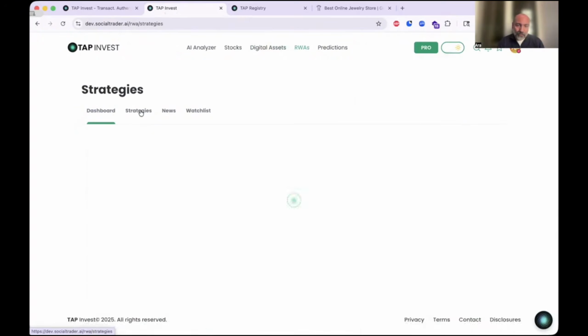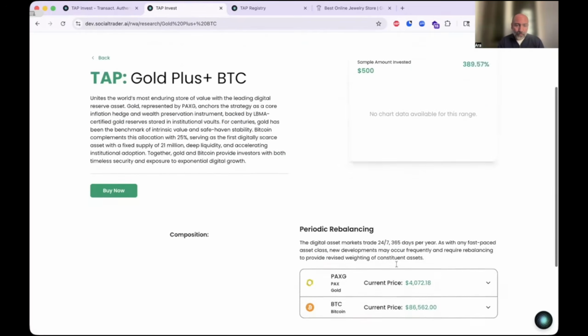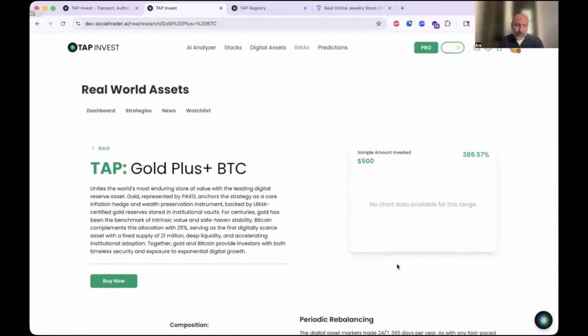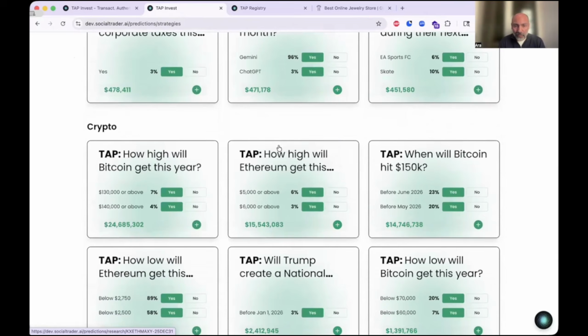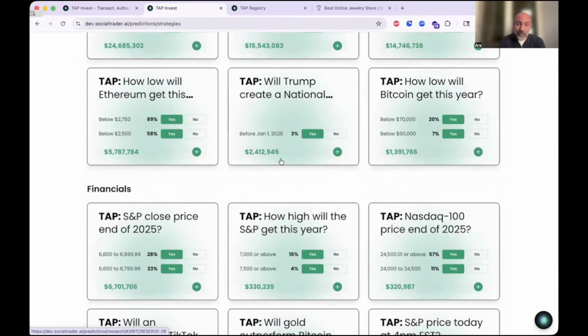And in the same manner, you have news, you have your dashboard, and then we have real world assets. And in that, there's different strategies for real world assets that, for example, you have gold plus BTC. If we look at that, we have BTC and gold. And again, one tap and you can buy into this strategy. As I mentioned, we are adding predictive markets into the platform. And under predictive markets right now, this is read-only. The read-only predictive markets are tied into Kalshi for now. And we will very soon have the ability to actually transact with the different predictive markets. As you may have seen, predictive markets are something that are getting a lot of traction.